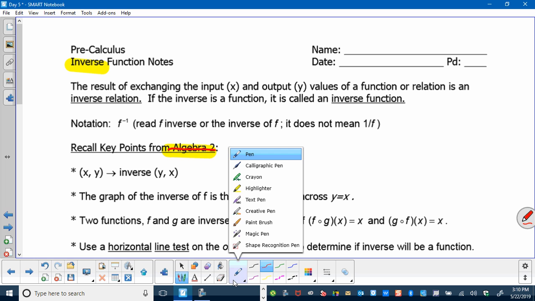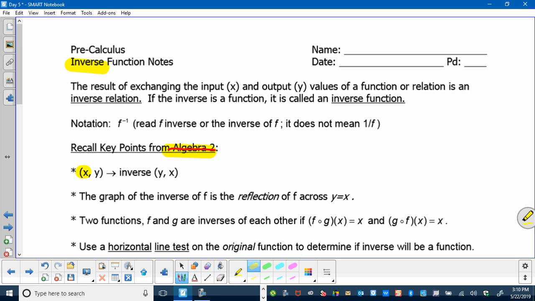So you're literally going to take your x and your y values and switch them. Whether it's numbers or letters, whatever you are given, you're just going to take your x and your y and switch them. The second bullet point we have right here: the graph of the inverse of f is the reflection of f across y equals x.